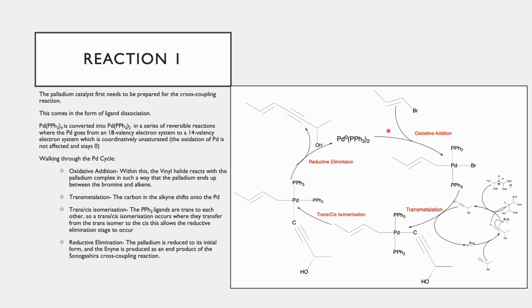Our first stage of the cycle is the oxidative addition, in which the vinyl halide reacts with the palladium complex in a way in which the palladium is actually between the bromine and the alkene. The next stage of the cycle is transmetallation, in which the carbon reacts with this palladium complex. The carbon from this product formed from the copper co-catalyst reacts with the palladium complex. We can actually draw this mechanism out as such.